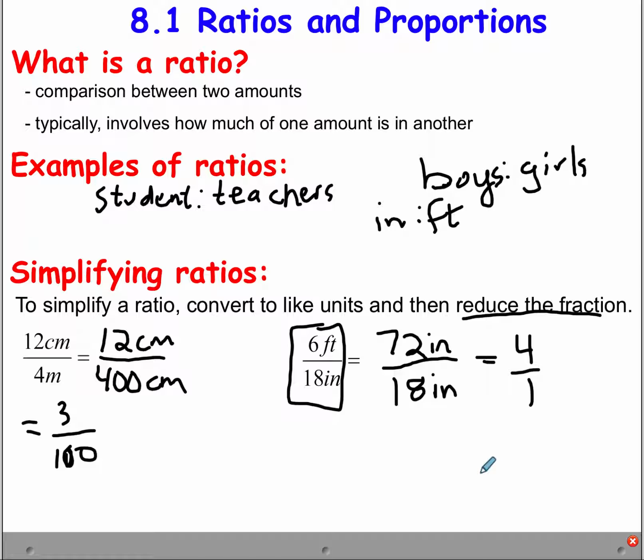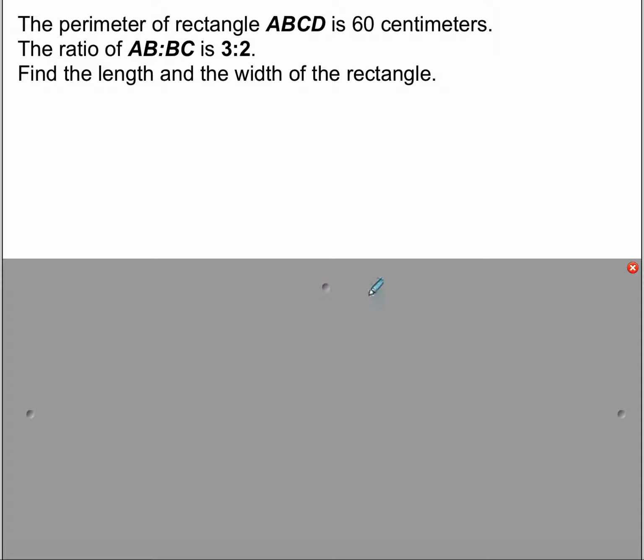And another way to write this ratio would be like this, 4:1. Both of these mean the same thing, and they mean that there is a 4-to-1 ratio from this amount to this amount. That this is 4, and this is equivalent to 1. So that's how we simplify ratios. Pretty simple stuff. We're going to do an example problem. This is actually a pretty complicated example problem.